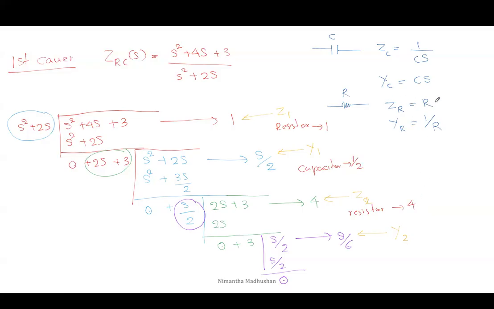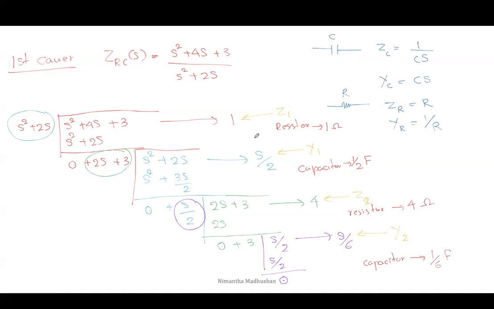When the impedance of the resistor is the value of the resistor, then this is the impedance value, so the resistor is 4 ohm. The capacitor is 1 half farad, the resistor is 1 ohm, and the last one is this admittance. It is equal to the admittance of the capacitor. It is a capacitor, and the value is 1 over 6 farad. Then we can construct the final circuit.